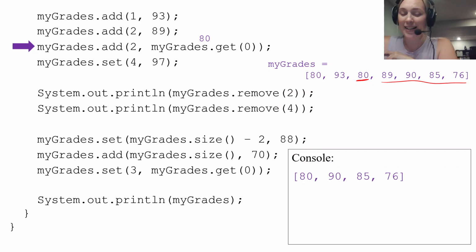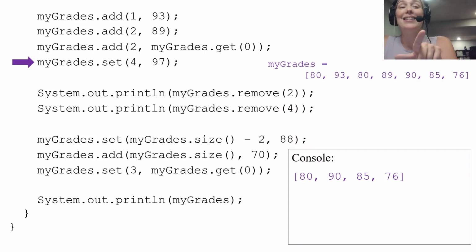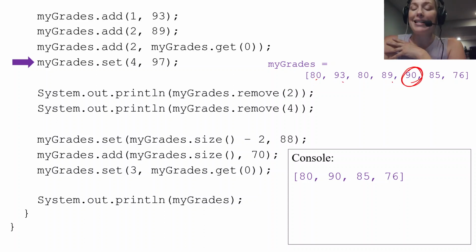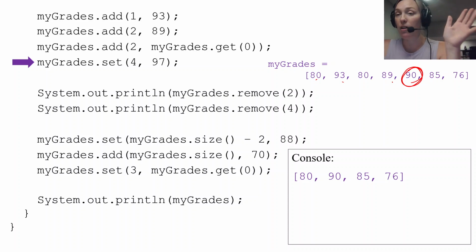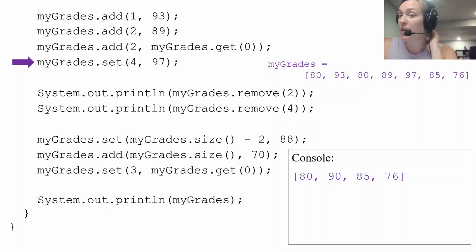And the last one, set. Set index 4: 0, 1, 2, 3, 4. We're going to set index 4 to a 97, and the set method doesn't shift. So nothing got shifted there. It went from 90 to 97. Nothing was shifted. The set actually just replaces it.